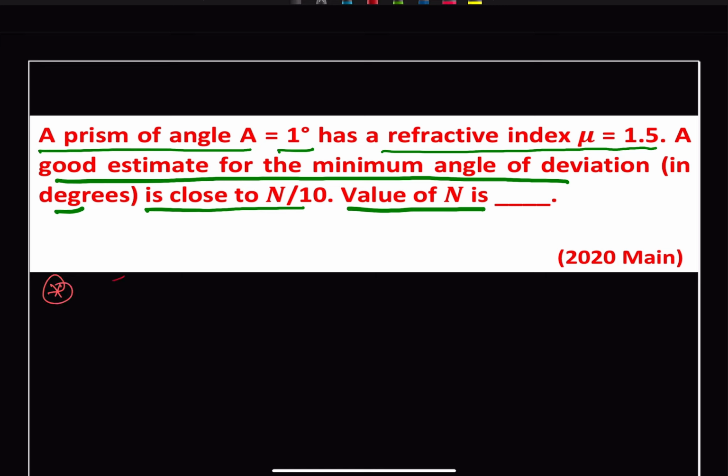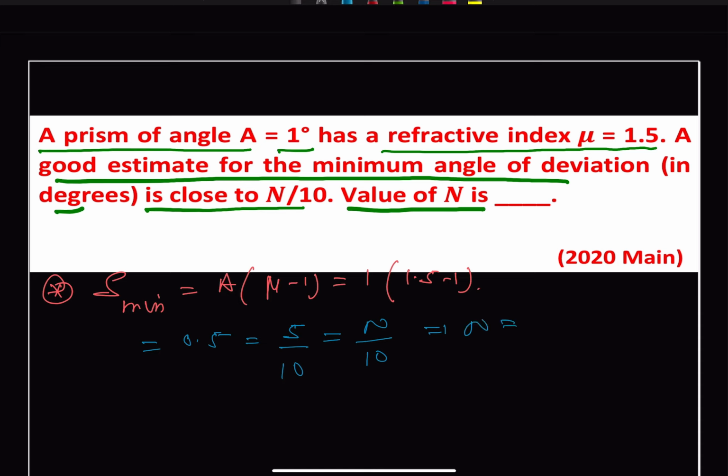We know that minimum deviation is equal to A times (mu minus 1). A is given as 1 degree, and it is 1.5 minus 1, which comes as 0.5, and it can be written as 5 upon 10, which is nothing but, as per the given question, n upon 10. From here we can say the value of n is equal to 5. So we have the value of n is equal to 5.